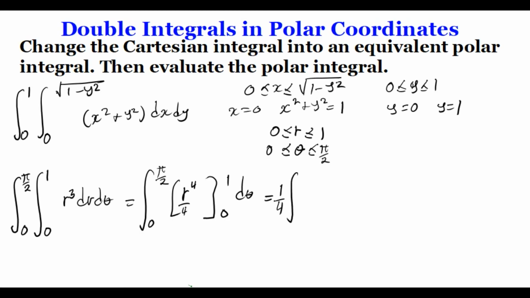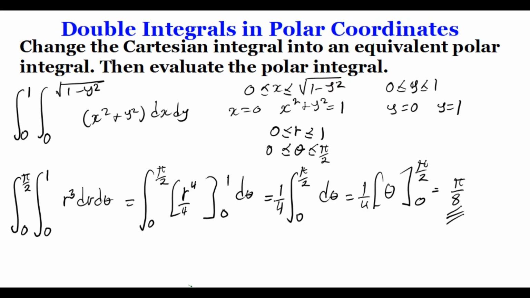Then I have 0 to pi over 2 d theta. So integrate this part, that's going to be 1 over 4 times theta, evaluating from 0 to pi over 2. Okay, so when you plug in this one here, this is going to be pi over 2 itself multiplied by 1 over 4. That's going to be pi over 8, and this seems to be my solution. I'm hoping I'm right, but everything else that I've done, I believe, is correct.